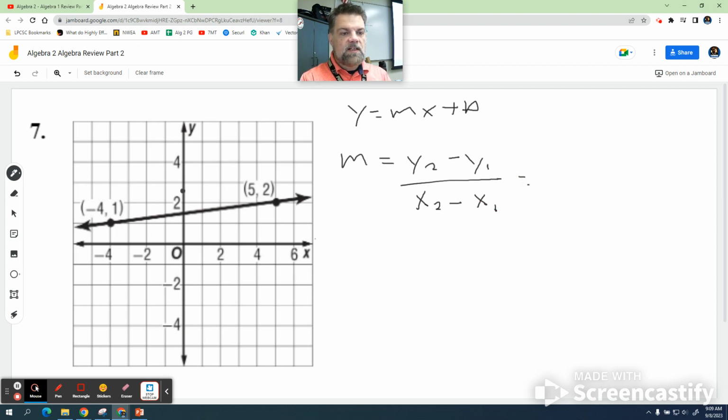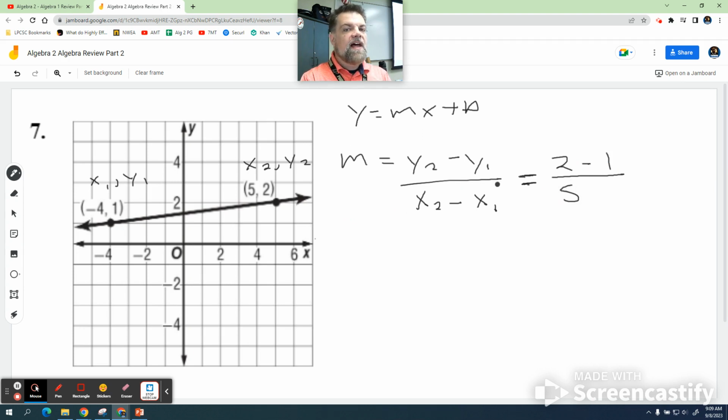All right, so let's label these. I'm going to call this x sub 1, comma, y sub 1. I'm going to call this x sub 2, y sub 2. It honestly doesn't matter. I can make these the 2's and make these the 1's. It doesn't matter. So what's y sub 2? 2. Formula has minus. What's y sub 1? 1. All right, what's x sub 2? 5.